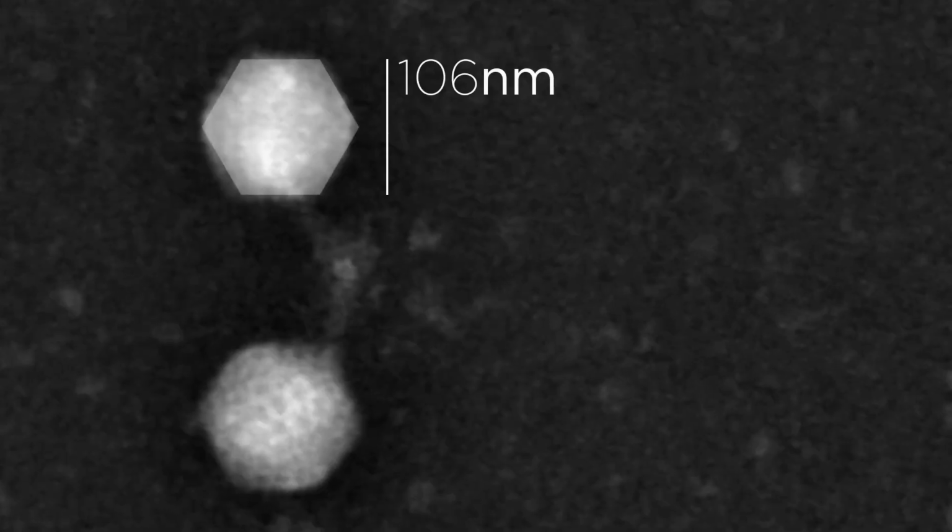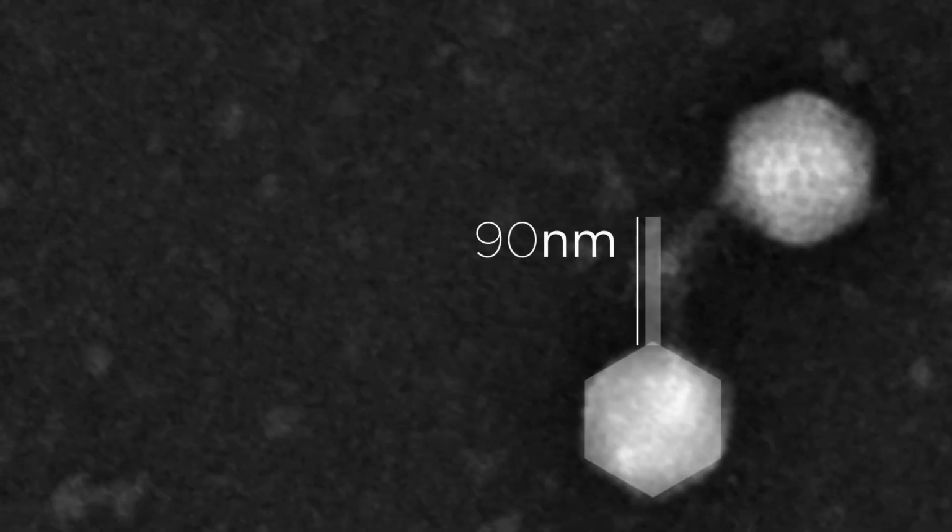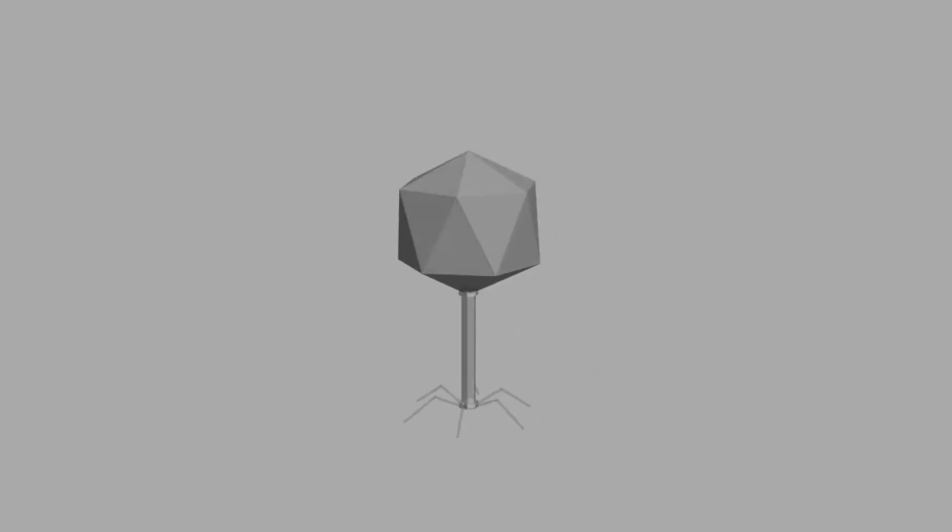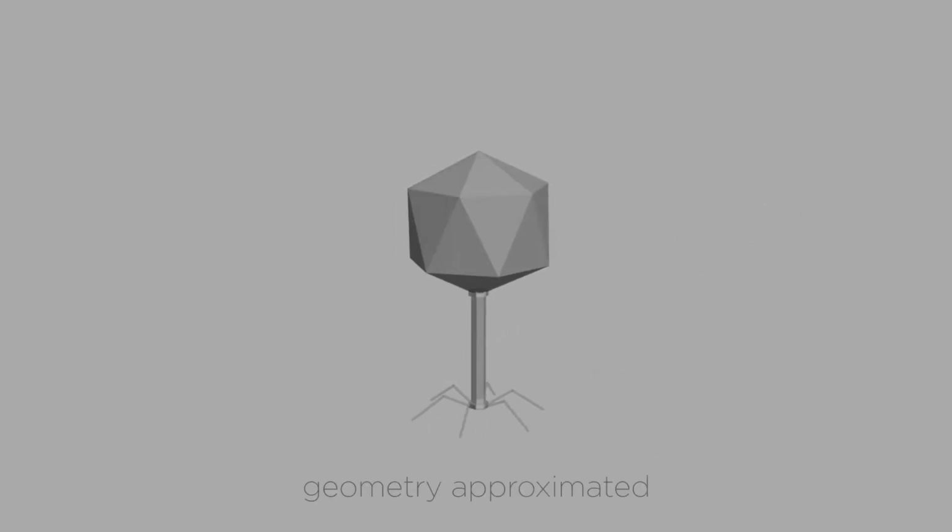Its capsid diameter is 106 nanometers, and its tail length is approximately 90 nanometers, meaning that there's an almost one-to-one correspondence between head and tail size. Other than that, it's a pretty typical cluster C phage. Icosahedron head, stubby tail, and rather difficult to see tail fibers. As I'm sure you're aware, its large head means that SPG has a relatively large genome.